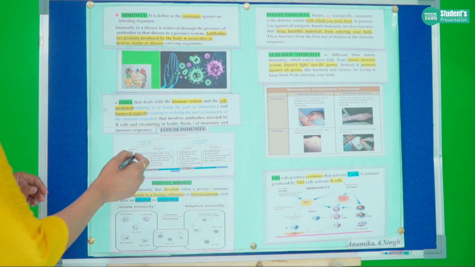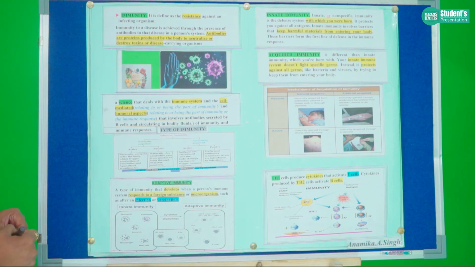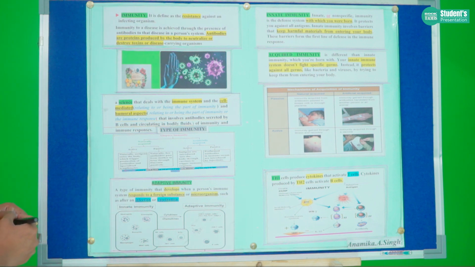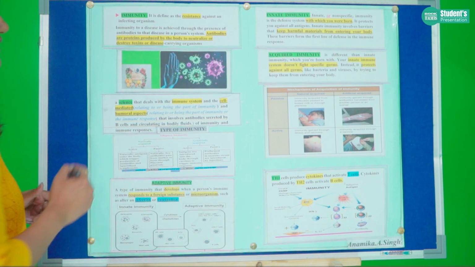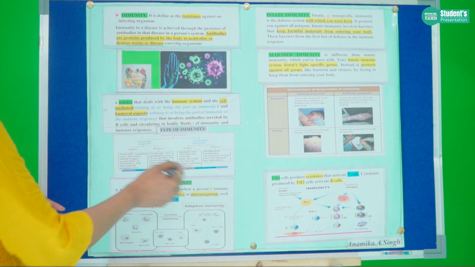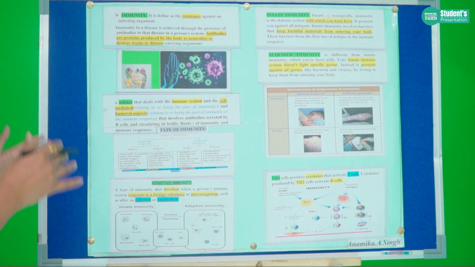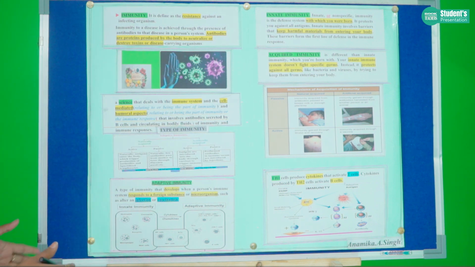Now we'll see types of immunity. So first one is adaptive immunity, and further it is divided into two categories, that is naturally acquired and artificially acquired. Again, they both have two categories: naturally acquired immunity has been categorized into active as well as passive. Same for the artificially acquired, again active and passive. We'll see what is active and passive in detail further.